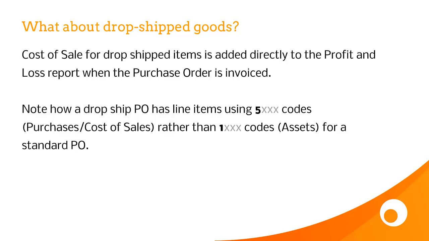And you can tell the difference between a drop ship purchase order and a standard purchase order because the drop ship purchase order has line items using cost of sales codes that start with 5, and a standard purchase order has line items that use asset codes.